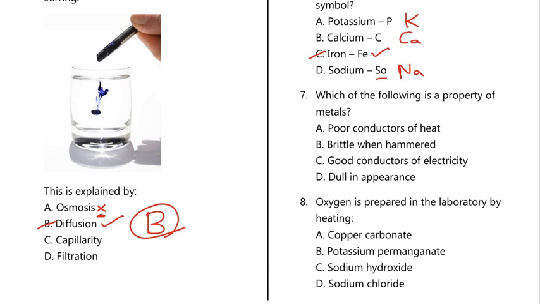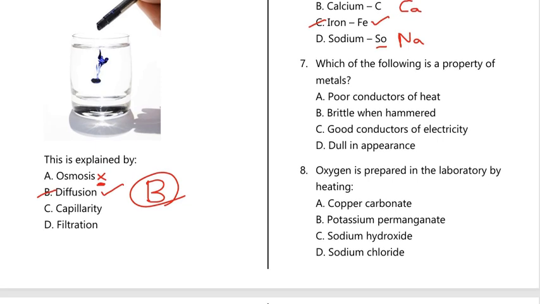Question 7. Which of the following is a property of metals? Poor conductors of heat? No. Metals are actually good conductors of heat. Brittle when hammered? No. Metals are not brittle. They have got strength. Good conductors of electricity? Good. They are good conductors of electricity. Dull in appearance? No. Metals have what we call luster.